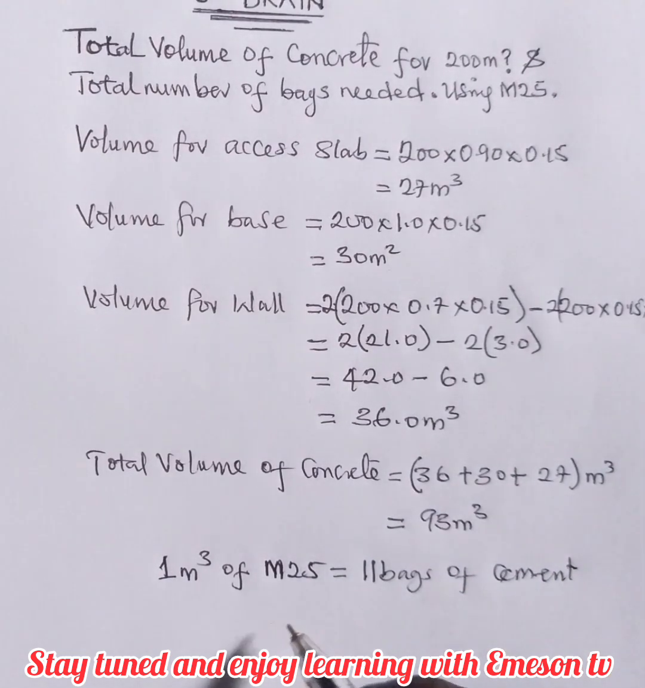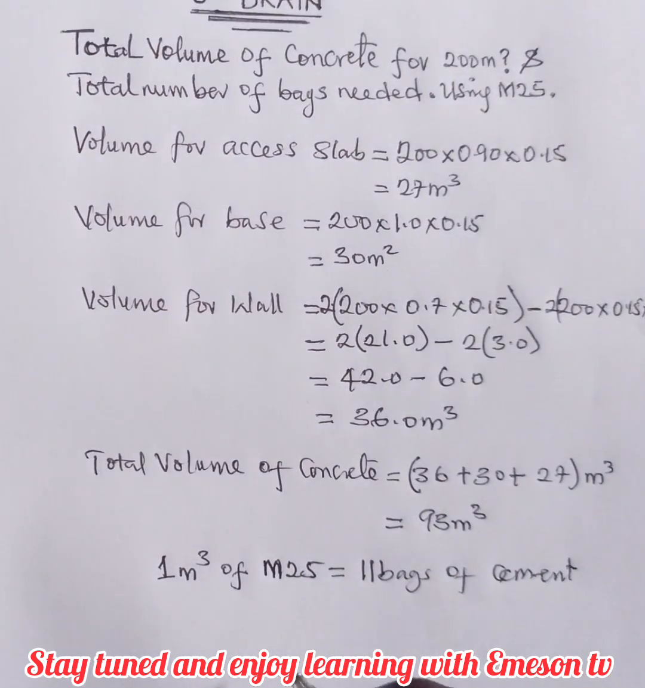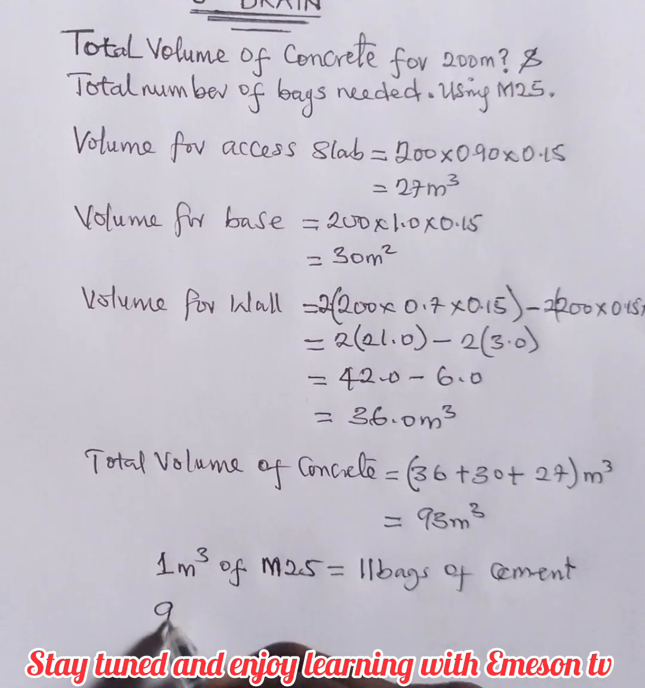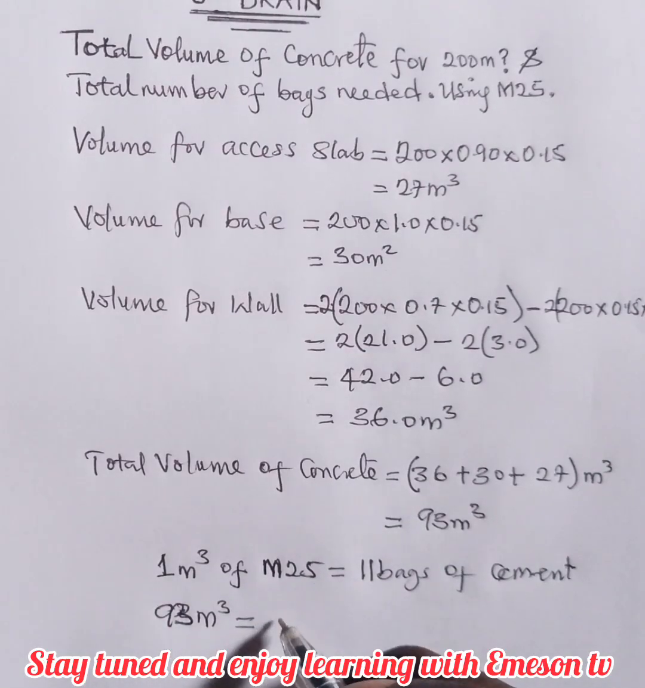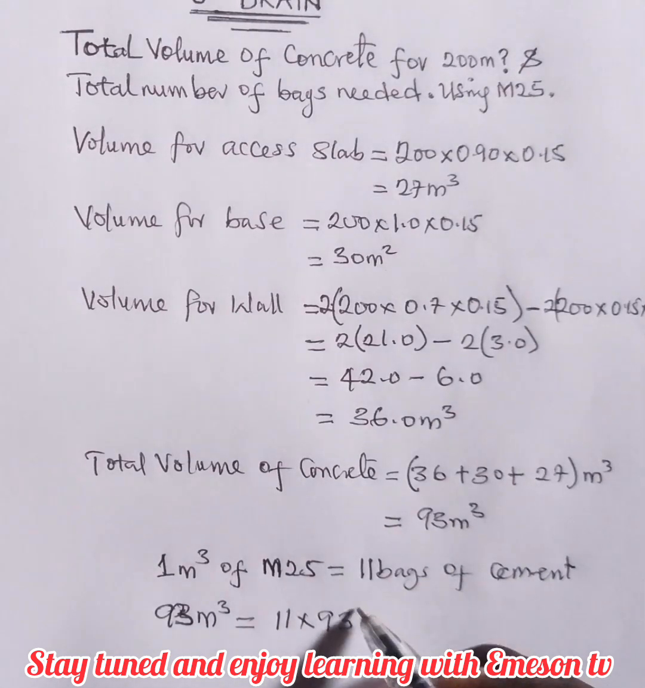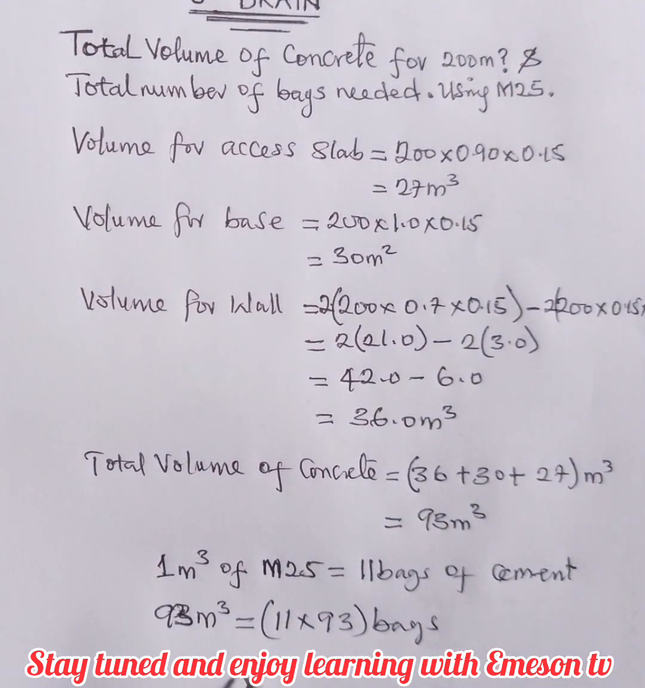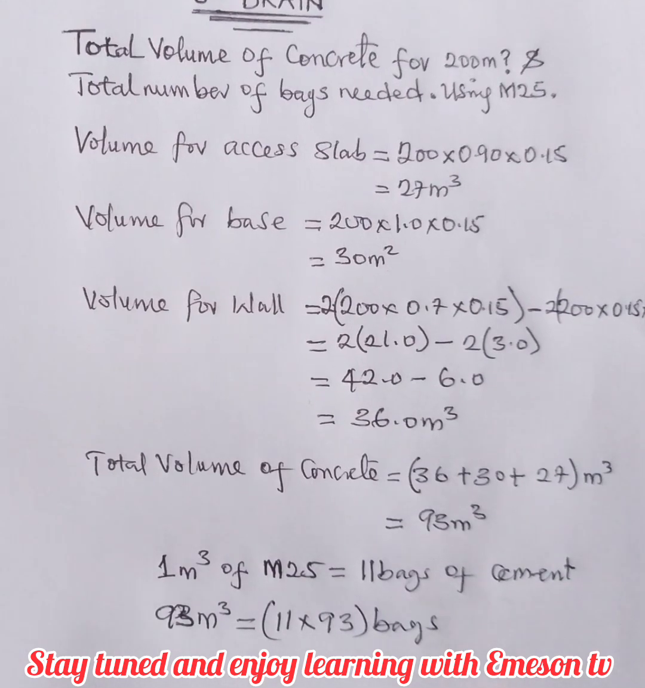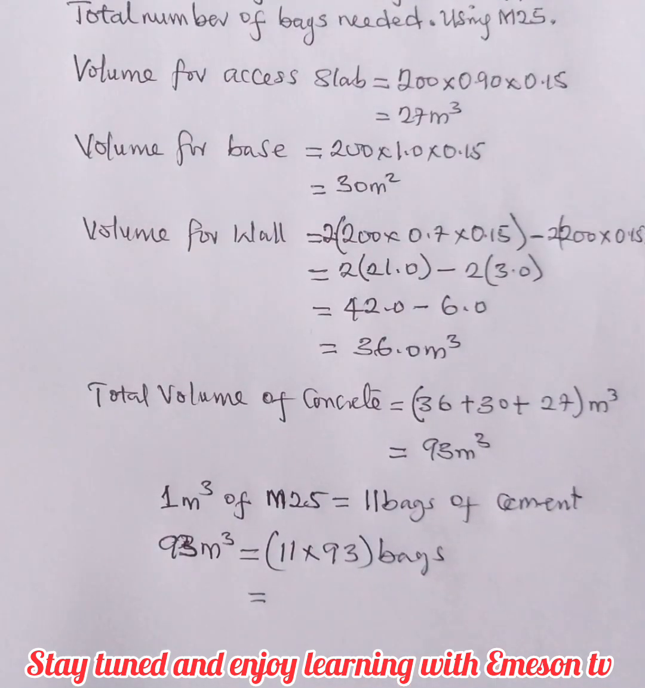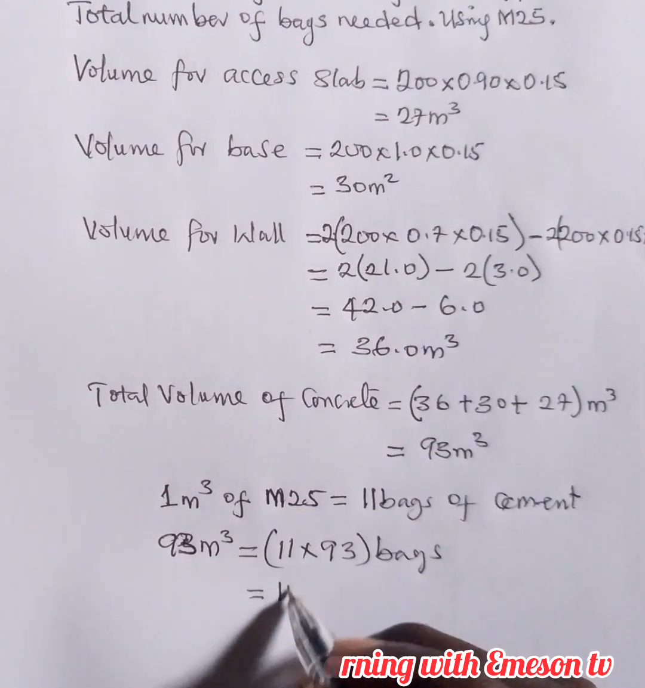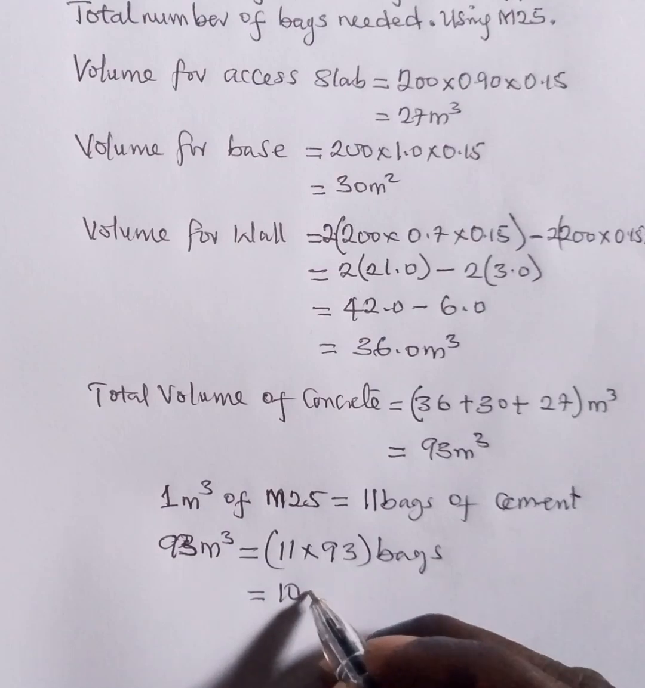So if 1 meter cube of M25 is 11 bags of cement, it means 93 meter cube will be equal to what? 11 times what? 93, all in bags. So 11 times 93 will give us 1023 bags.